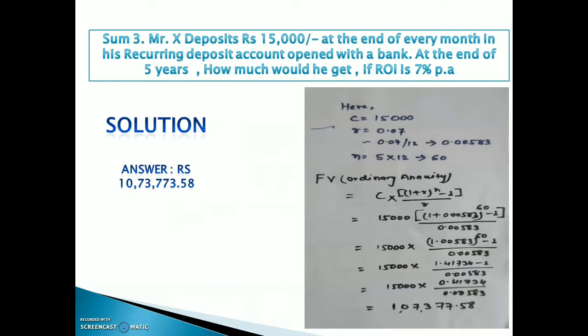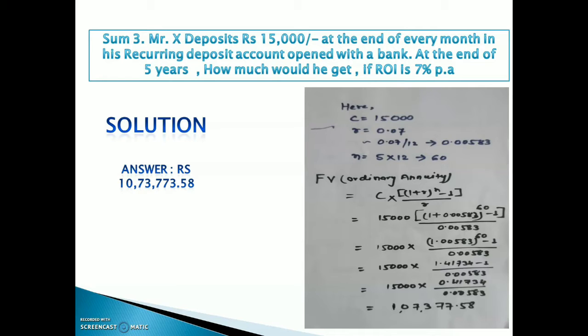We have question number 3 here. Mr. X deposits rupees 15,000 at the end of every month in his recurring deposit account opened with a bank. At the end of 5 years, how much would he get if the rate of interest is 7%?